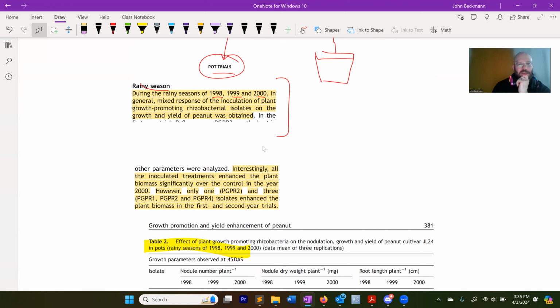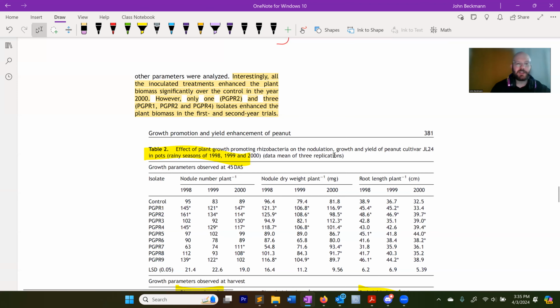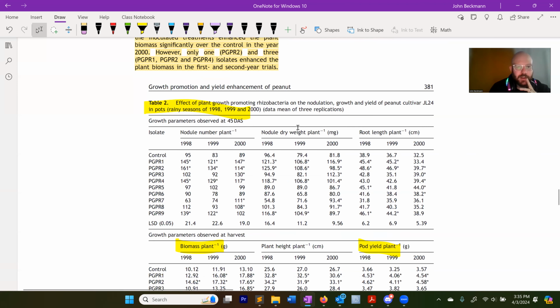Okay, so during 3 years, so again, this is actually a lot of data, a lot of work that they did. So 3 seasons, they did these pot trials where they're mixing in different rhizobacteria. Looking quickly here at the results. Here's the table. Effect of plant growth promoting rhizobacteria on the nodulation, growth, and yield of the peanut cultivar in the pots.